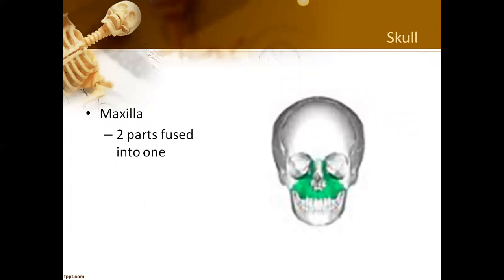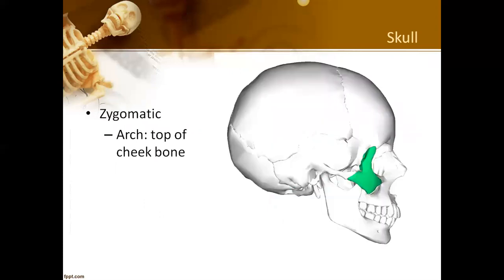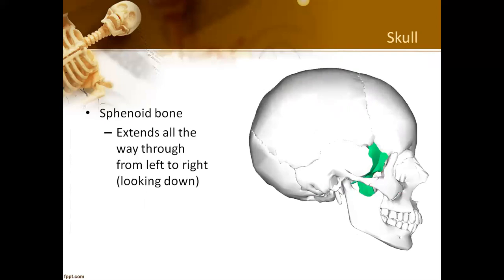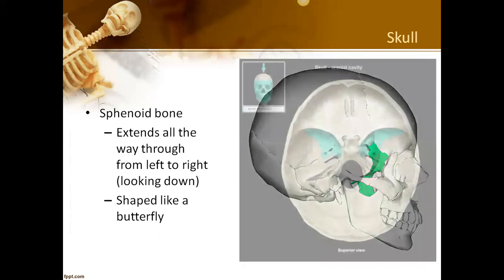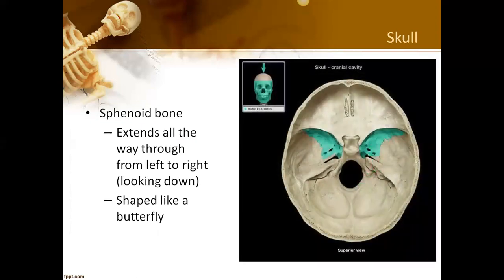The maxilla is pictured in green here. It's also two parts fused into one. The zygomatic is your cheekbone, and it's marked in green here. It's the arch at the top of your cheekbone. The sphenoid bone extends all the way through from right to left if you were looking down on the skull. Here we can see it. If we were looking down on the skull, there's the sphenoid bone, and it's shaped like a butterfly, as you can see. It's also called a Turkish saddle. In fact, that's what the sphenoid means in Latin.